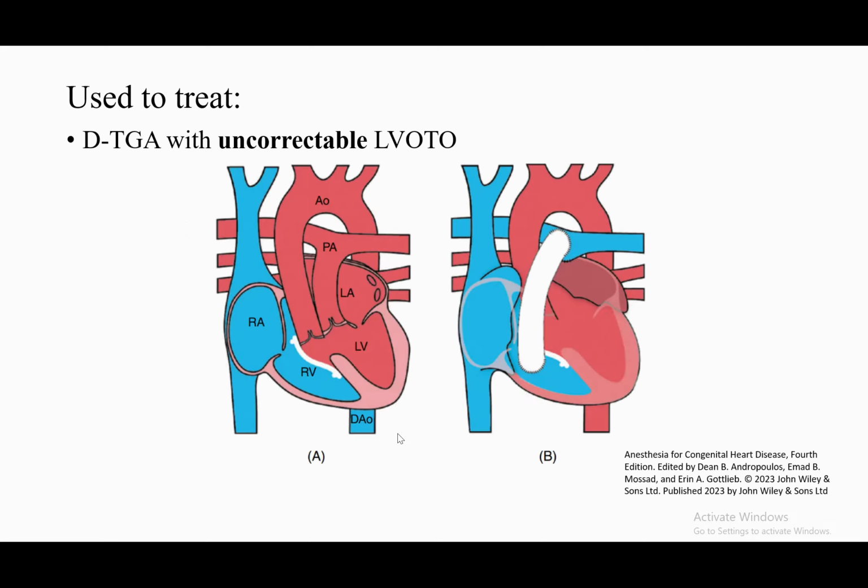Okay, now we will go through the operations done to correct subvalvular pulmonary stenosis or LVOT stenosis in TGA. We have the Rastelli, the REV, and the Nikaidoh operations. They are used to treat TGA with an uncorrectable LVOT obstruction.